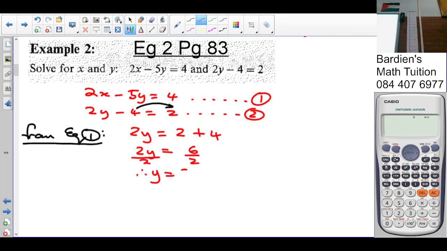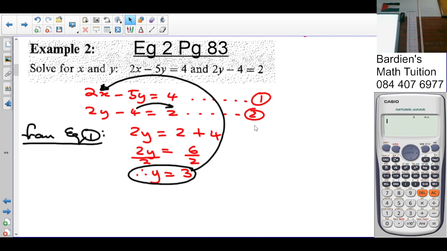Therefore y is equal to? You all agree with that? Yes, sir. Any confusion? So what do I do now? Substitute y, which is y is equal to 3, into equation 1. So we want to solve for x now, not so? You want to substitute that. Do this. I want to show you something else also from the previous question.